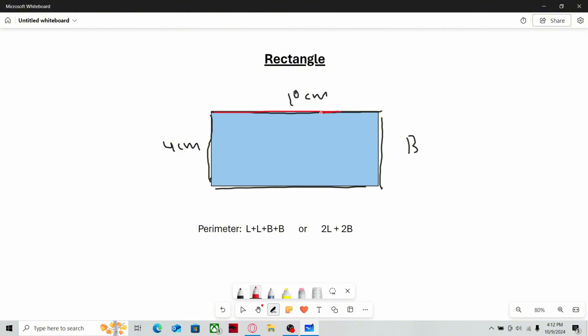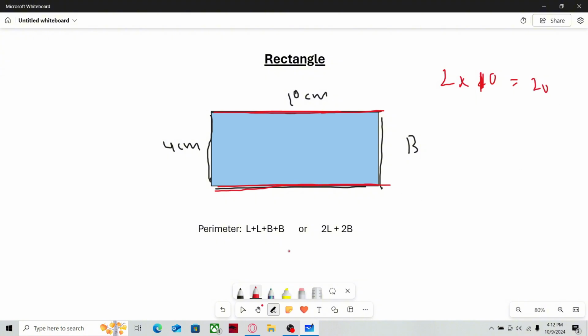See here? This is length, no? One length, right? 2 times the length. So how many sides are same? Two sides. But one side, that is 10. So 2 times 10, that is 20, no? That is 20. 2 times 10, sorry. 2 times 10 is 20.